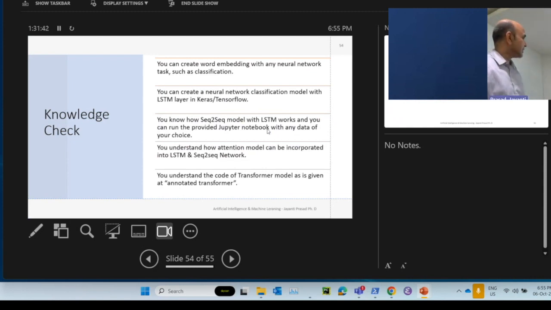So these are kind of assignments, or you can think about it. I will share this, so that if you want to check your understanding, these are the tasks you can think about. You can create word embedding with any neural network task such as classification. If you are convinced that you can write Python code of 20, 30 lines and create your own word embedding, like if you have a sentiment classification data set, you should be able to do that. And you can create a neural network classification model with an LSTM layer in Keras TensorFlow.